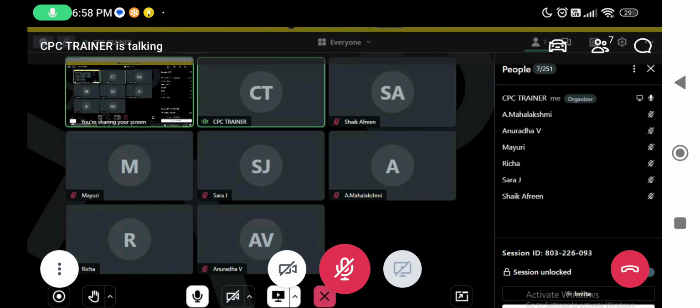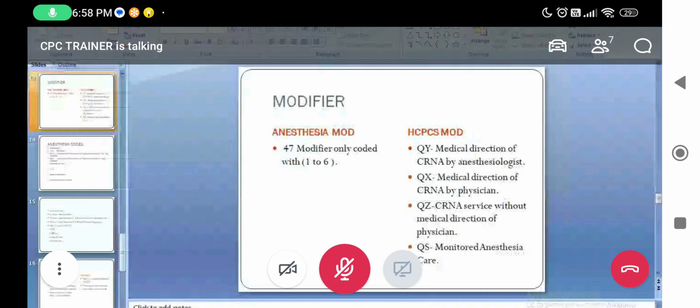So in these 3 modifiers, if any procedure is performed by a CRNA, we have to use one of them. What does the difference mean? If the CRNA performs any service, either an anesthesiologist or a surgeon will supervise, right? I hope everyone knows what is meant by supervision. For example, if the CRNA does the procedure, the anesthesiologist will stand in the back, watch, and assist. That is called supervision.